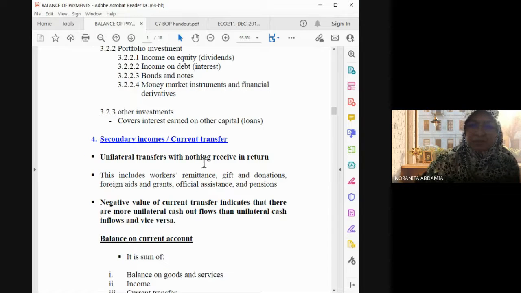But this current transfer ni, dia ada maksud dia. Apa dia? If negative value of the current transfer indicate that there are more unilateral cash outflow. If the figures of this current transfer are negative, that means more unilateral cash outflow, right? Than unilateral cash inflow, and vice versa. Maknanya kalau negatif, that means there's so much money flowing out. Maknanya kita bayar banyak ke orang.